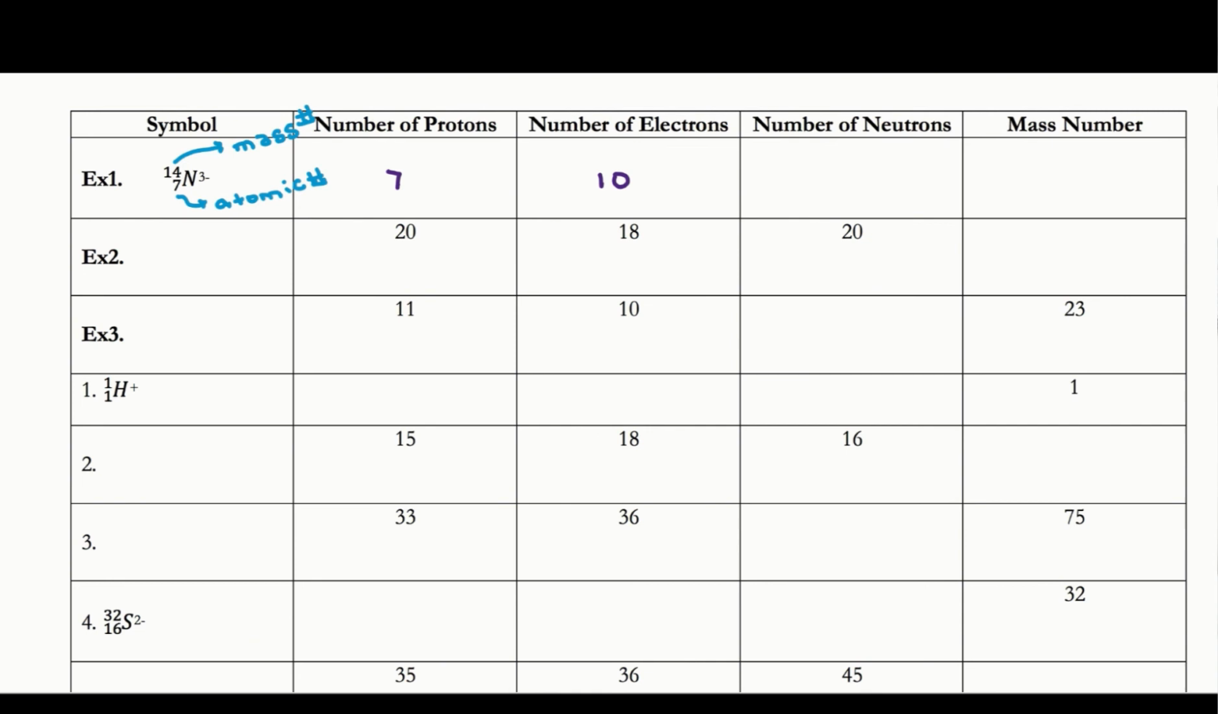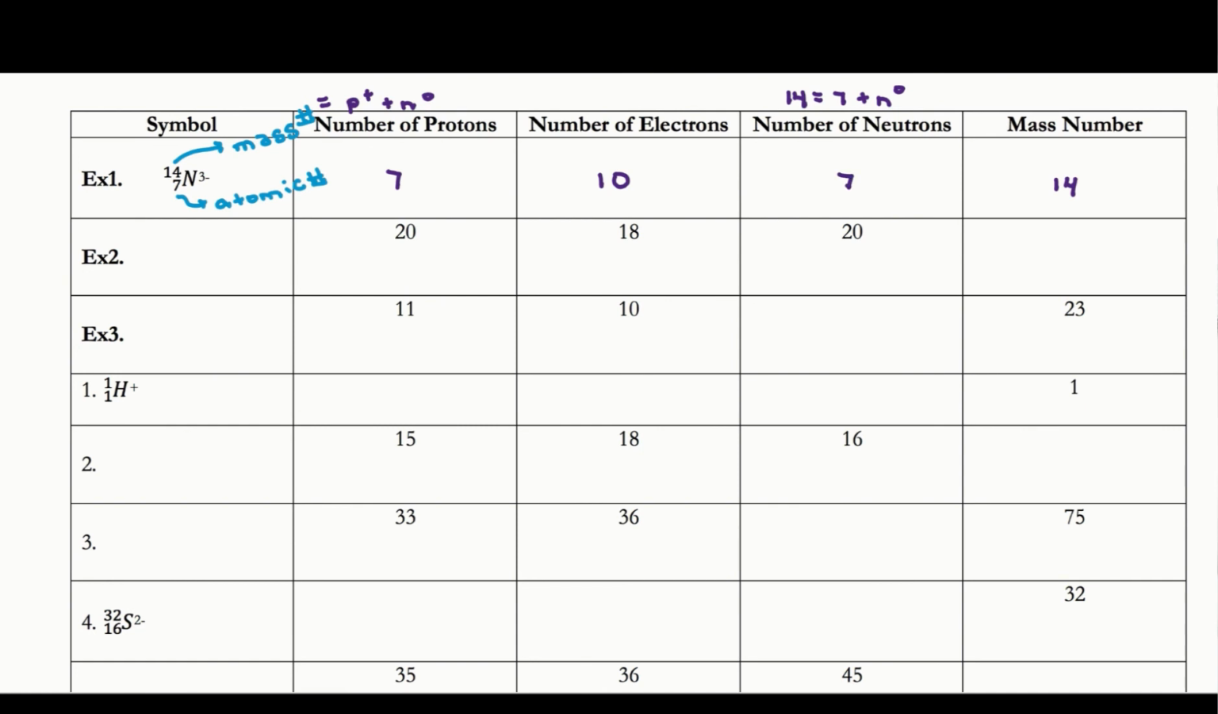Okay? The number on top, 14, is your mass number. And so remember, your mass number is simply equal to your protons plus your neutrons. Well, if my mass number is 14, and I have 7 protons, how many neutrons do I have? 7.